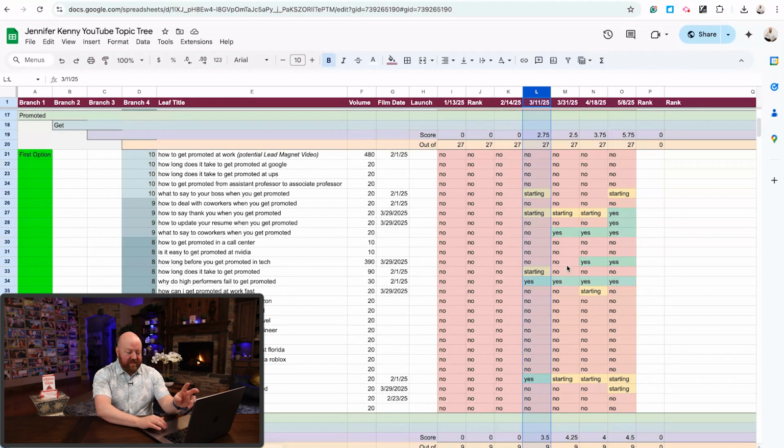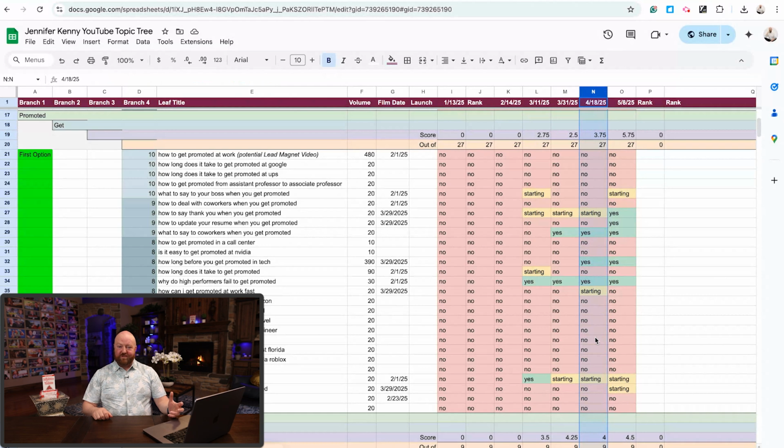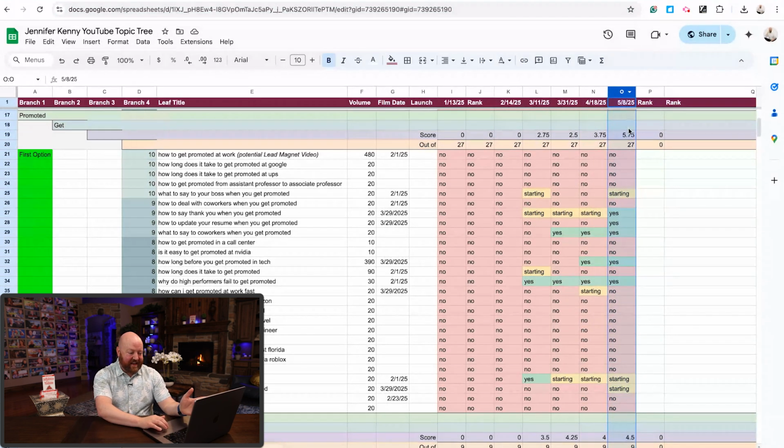A couple weeks later, things had shifted around. We still had 2 yeses, a score of 2.5. Then by April 18th, it was up to a 3.75. And this is where we had the Zoom call. I showed her, look, now you've got 3 yeses and 3 startings. And she was like, wow, I didn't expect it to happen so fast. What she hasn't seen yet, we just pulled the ranking on this yesterday on the 8th, and now she's got 5 yeses and 3 startings.